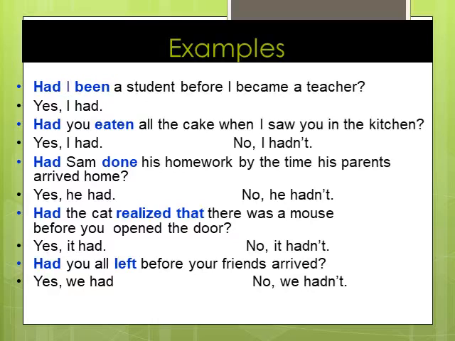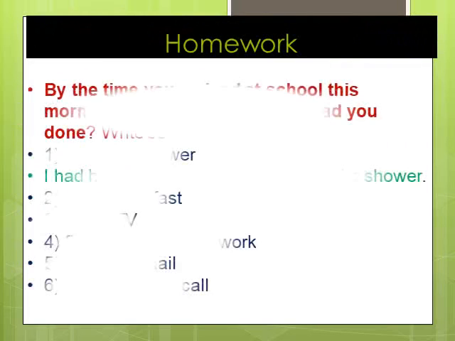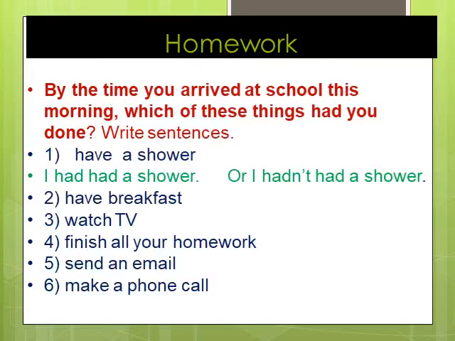Now it's your homework. By the time you arrived at school this morning, which of these things had you done? Write sentences. You will use past perfect in the positive form or in the negative form. Like number 1, have a shower. You can write I had a shower or I hadn't had a shower. It's up to you. Now you can complete your homework.